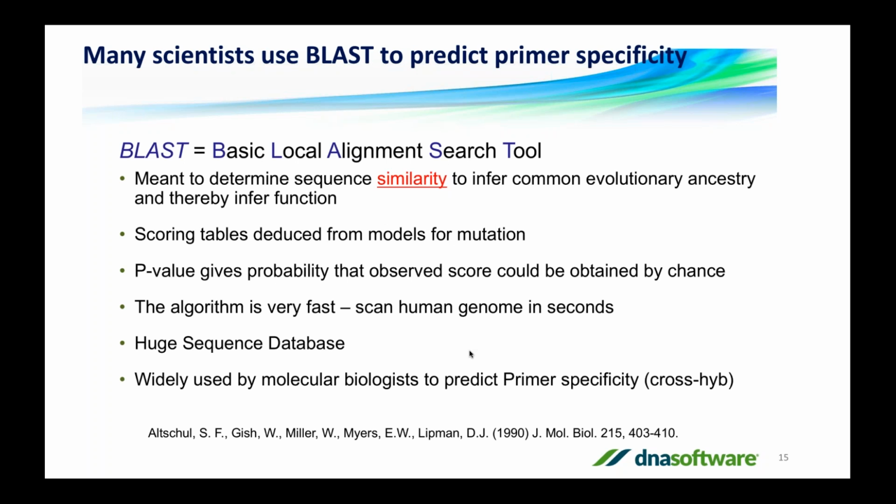Let's take a minute and talk a little bit about an approach that many scientists take, which is to use the program BLAST to predict their primer specificity. Of course, I don't need to explain much about this to this audience. BLAST is one of the most widely used bioinformatics tools in the world, and it deserves a lot of credit. But it really was not intended for the purpose of detecting primer specificity. Instead, it was really meant to determine sequence similarity and to infer common evolutionary ancestry, and it's wonderful for that function. But the algorithm really has some problems with it for the purpose of primer specificity.